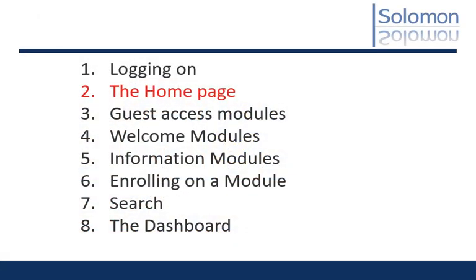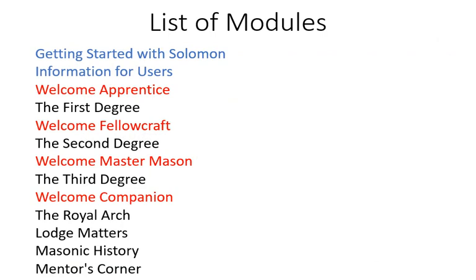Item number 2 is concerned with the homepage, which is what happens after you have successfully entered your Solomon credentials. This is the total list of modules available on Solomon. The 2 guest modules are shown in blue at the top. The welcome modules, shown in red, are intended for those who have recently undertaken one of the ceremonies. Other brethren may find them of interest too.